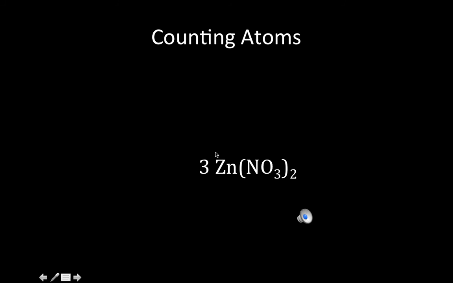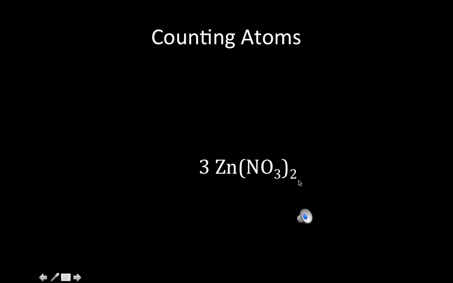Well, let's put a coefficient of 3 in front of that. How do we tackle that? Well, you leave that 3 until the end. You look at your zinc, and then you would triple it, 3. You look at 2 nitrogens, multiply by 3, it's going to be 6.